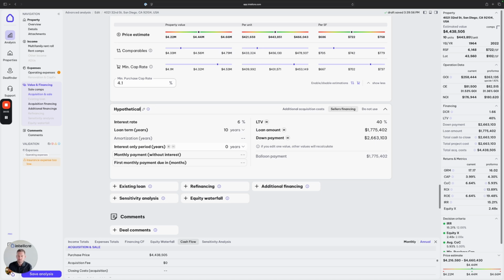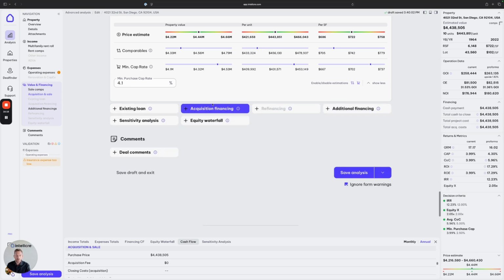If we're all cash buyers or we don't want to use acquisition financing, we simply click do not use. And of course, once there is a loan there, either existing or acquisition, we can also use the refi by saying when the refi is going to happen, what's the cap rate for the refi, what's the fee for the refi, and things like that.